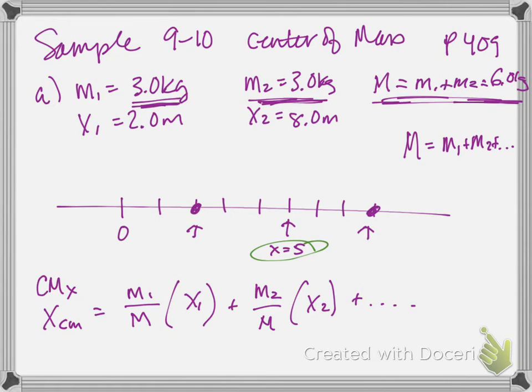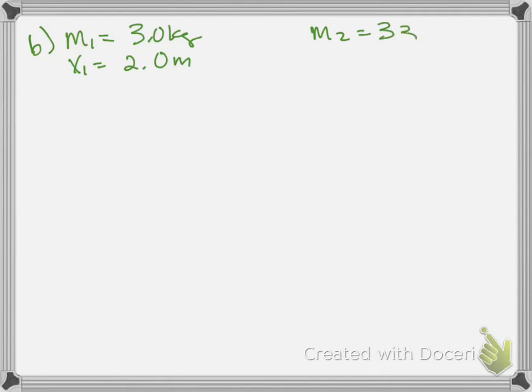The masses are the same, so the center of mass is halfway in between them. So this was an easy example. Let's do part B of this, where M1 is 3 kilograms, at 2 meters, where it was before. But now our second mass is 33 kilograms, and it's at X2 equals 8 meters, just like before.